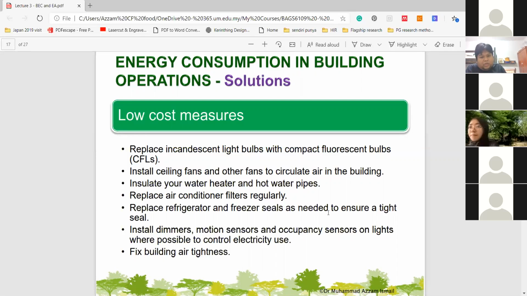And then next one is to replace the air conditioner filters regularly. Either you replace it or you clean it. Just take a chair, go up and open up the front of your air conditioning unit, the diffuser. Open it up, take out the dirty filters, wash it, dry it up, and then put it back in. Take your vacuum cleaner, vacuum your aircon. Make sure your air conditioning system is clean.